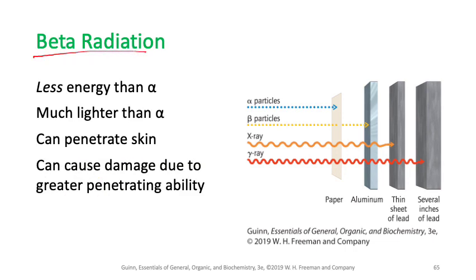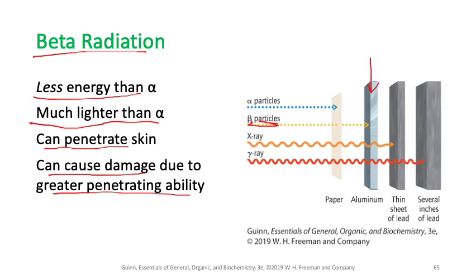Let's talk about now the beta radiation. We know this has less energy than the alpha particle, but the important part is it is much lighter than the alpha particle, and because the mass is much lighter, it has much more penetrating power than the alpha particle. It can penetrate the skin, and it can also cause damage due to the greater penetrating ability, right? So this is way more dangerous than the alpha particle. If you see the picture on the right side, a specialized heavy clothing or a thick piece of aluminum is required to stop the beta particle. The aluminum can stop the beta particle.